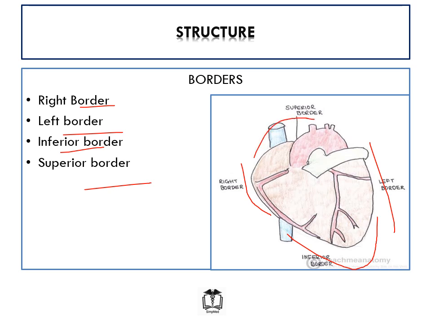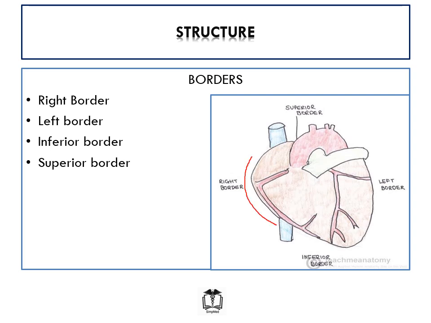So each of these borders have different shapes as well as are formed by different parts of the chambers of the heart. And in terms of extent, we also need to know them. So, for example, the right border is said to be convex in shape. You can easily see the convexity of the right border in this image. You can see how it's convex, bulging out.